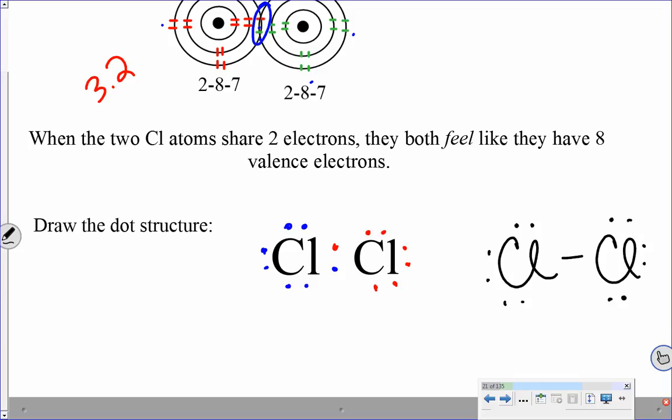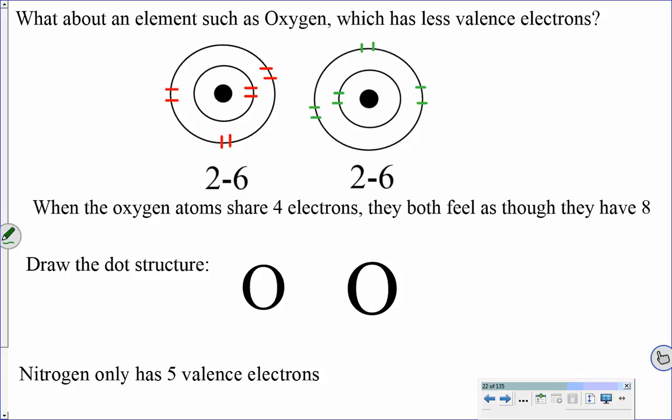And if we look at this, we can say, okay, we got 2, 4, 6, 8 electrons there, 2, 4, 6, 8 electrons there. So both of these guys feel like they have 8 valence electrons. And if you do the same thing with the other diagram, that right there counts as 2 electrons. So each of those guys still feel like they have 8.